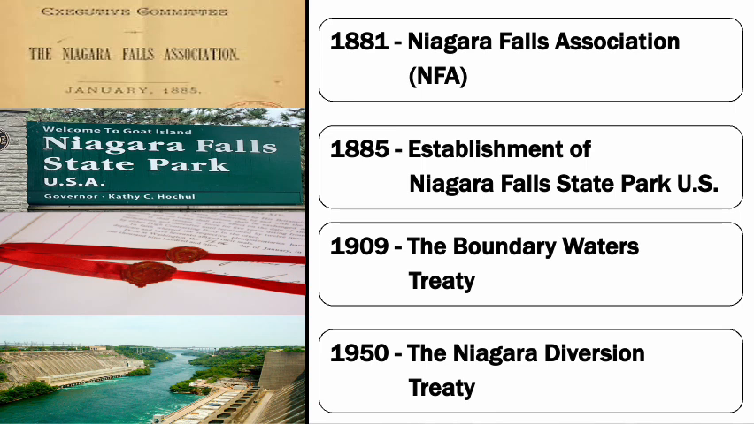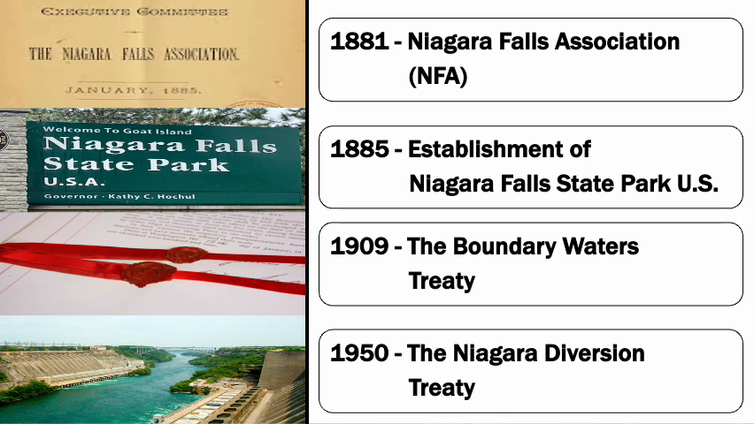Niagara Falls required international cooperation as the river and its resources spanned the U.S.-Canadian border. The Boundary Waters Treaty established the International Joint Commission to oversee and regulate the use of boundary waters, including the Niagara River.